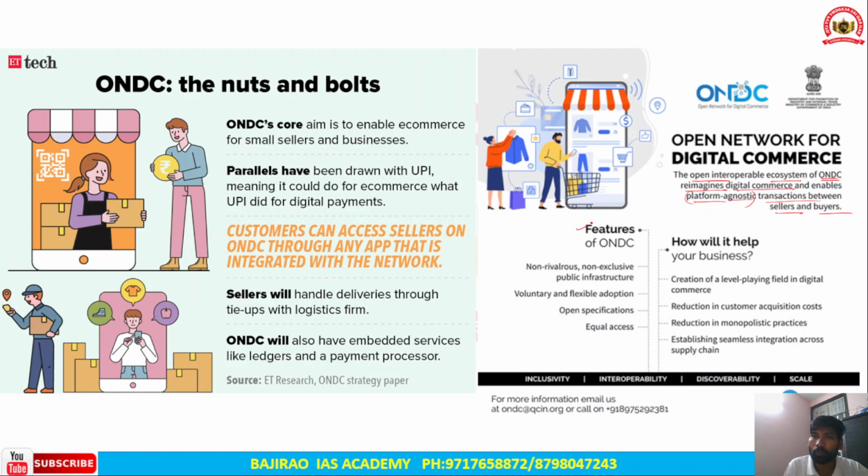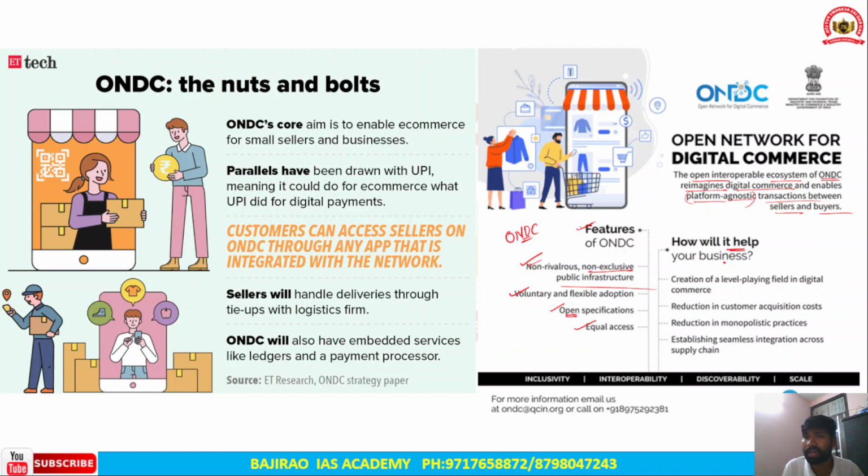Okay, so the features of the Open Network for Digital Commerce include non-rivalrous, non-exclusive public infrastructure. For example, there are different e-commerce sites like Amazon and Flipkart. Okay, so they are very often rivalrous, whereas the Open Network for Digital Commerce is non-rivalrous, non-exclusive public infrastructure. Secondly, voluntary and flexible adoption, and the third advantage is its open specifications. It is open for buyers and sellers, and fourth, equal access for both buyers and sellers, and it provides a level playing field. Whether a large retail seller or a small retail seller, it provides equal access.